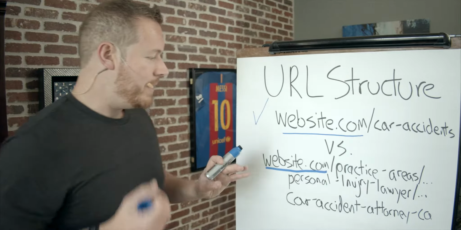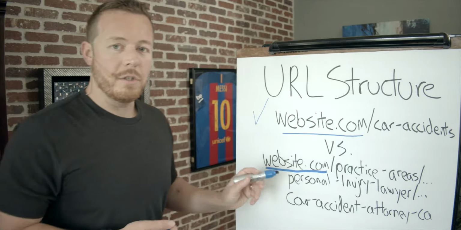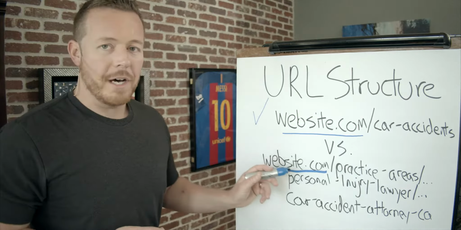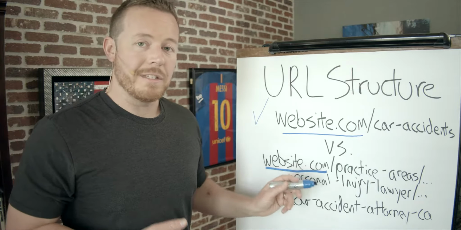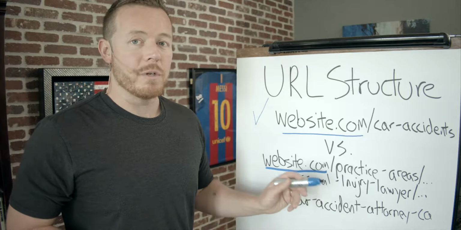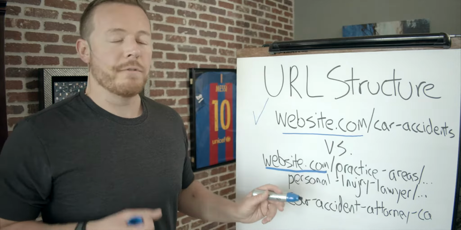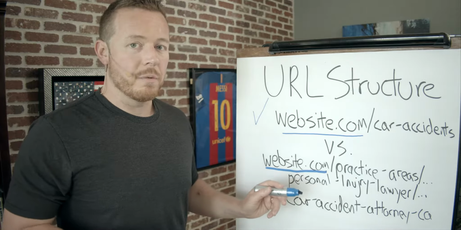But a lot of times what I see is URLs like this, and what people are trying to do is they're trying to stuff keywords into the URLs, because the URL is a very important place to have keywords, and you can rank well if you have keywords in your URL. But if you do it wrong, or if you put too many keywords, or if you over-optimize your keywords, you can screw your website up.